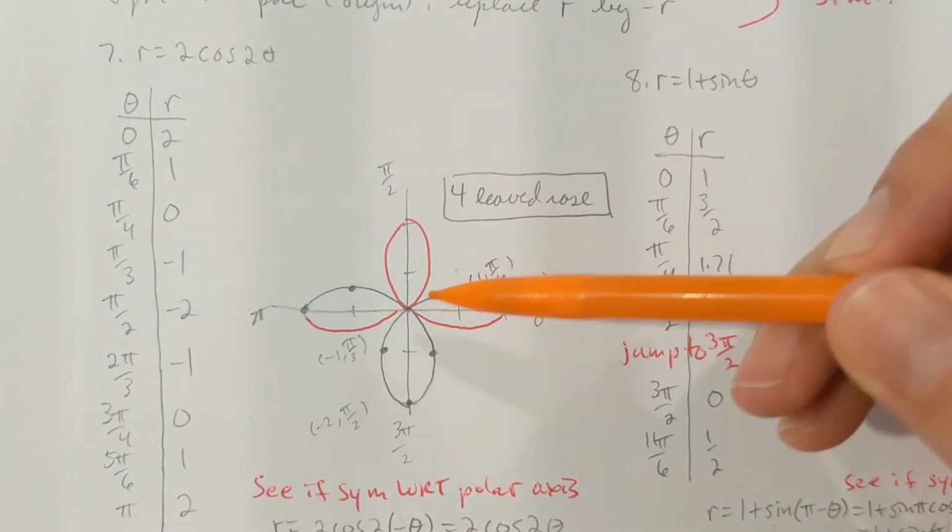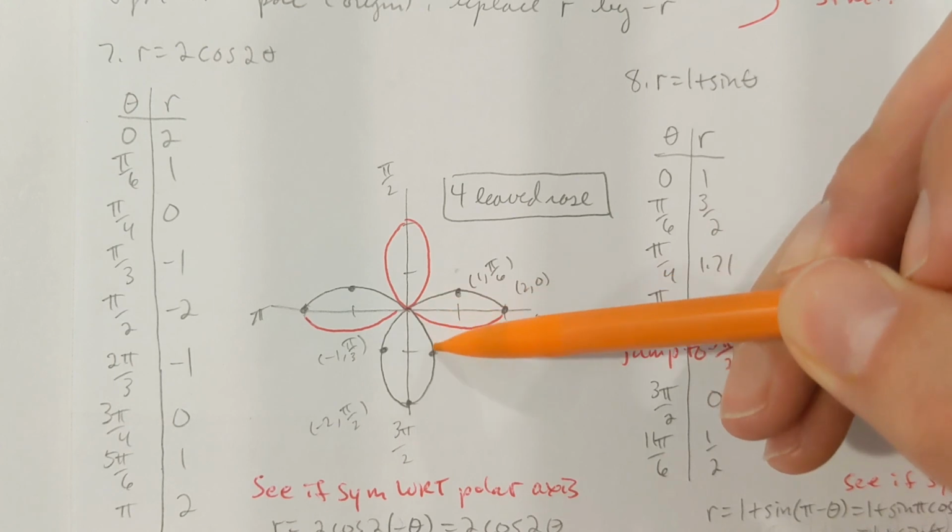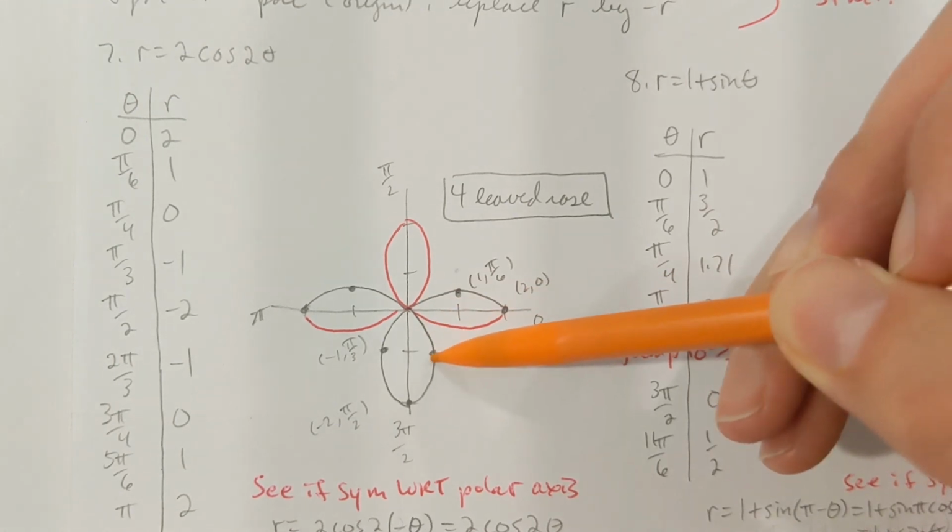Okay, so here's the 2 pi over 3 radial line in quadrant 2. I need to be going in the opposite direction 1 unit, and so that'll put me at this point here.